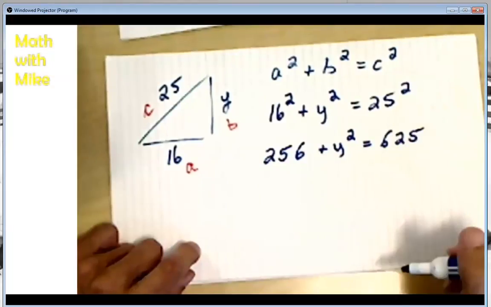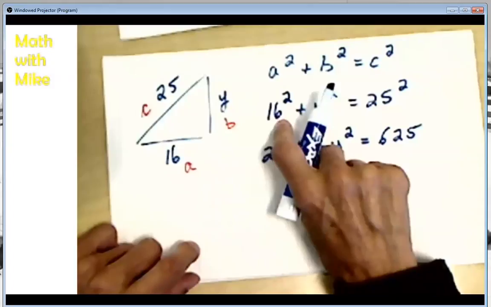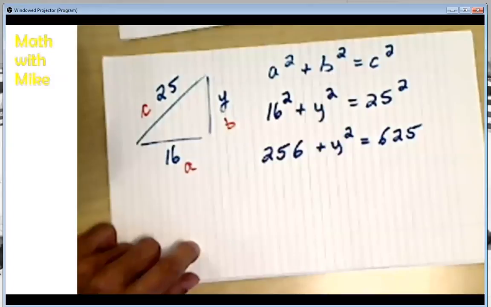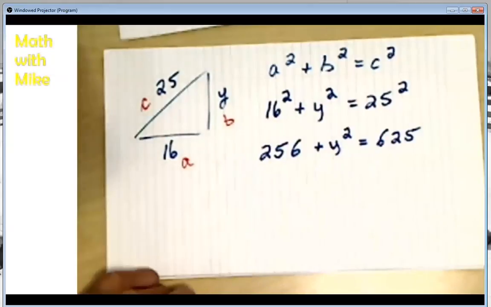How did it become 256? Because you multiply them, 16 to the power of 2, the exponent of 2. Oh, yeah.